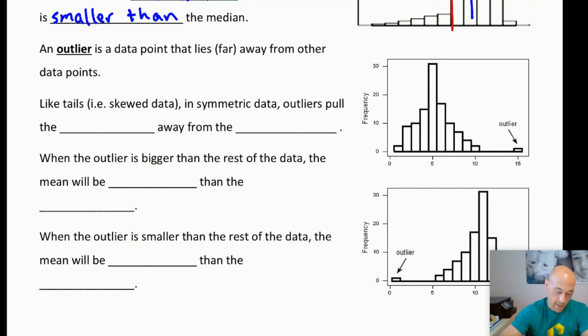An outlier is a data point that lies far away from other data points. So if we look at this graph, here is an outlier, and there's all this data right here, and then there's this outlier. And here, all the data is there, and there's an outlier there. Like tails or skewed data, when we do have symmetric data, so this looks basically symmetric, it looks pretty much the same to the right and the left, except for there's this outlier. Like tails, the outliers pull the mean away from the median.